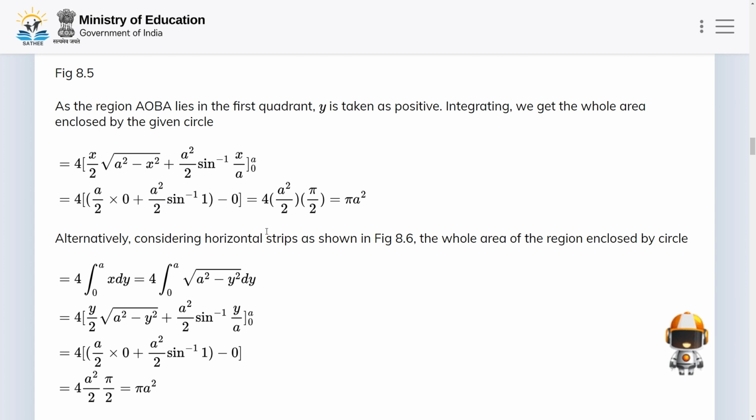This will vanish. Only this remains, and sine inverse 1 is pi by 2, and this is a square by 2. This means 4 multiplied by a square by 2 multiplied by pi by 2. The 4 and the 2 and 2 will cancel. You are only left with pi a square, which we already know is pi radius square. We already know the area; we just proved it by using the definite integrals. I hope it is clear to you how we approached it.